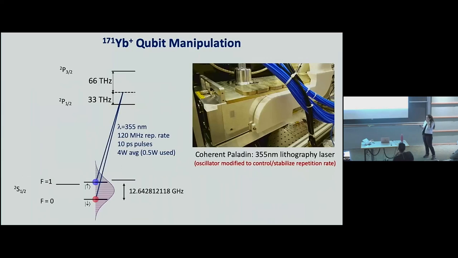So the next thing we like to do is, of course, manipulate the qubit, and we do that using a 2-photon Raman process. It's detuned from this excited P state here, and we can do that using an off-the-shelf coherent laser. It's a pulse laser that we modify slightly to control the rep rate. And so using this laser, we can do all of our coherent qubit operations.